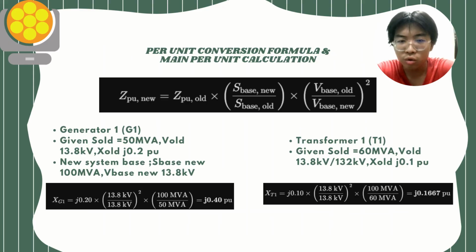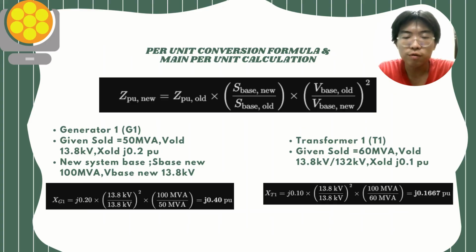And for finding the new generator 1 X, we put the values into the formula. So the X per unit new, the Z per unit old is j0.2, multiplied by 13.8 kV divided by 13.8 kV to the power of 2, and multiplied by 100 MVA divided by 50 MVA, and we get the generator 1 per unit, which is j0.4 per unit.